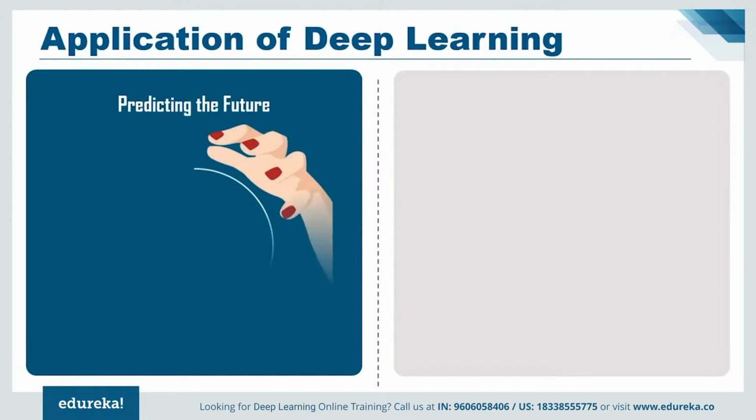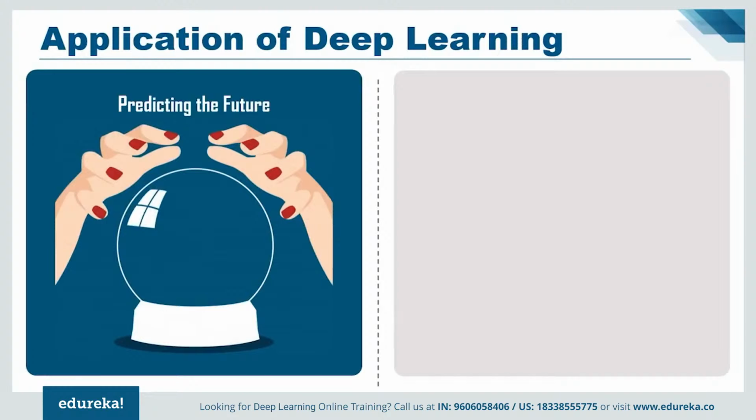Now, if we talk about predicting the future, deep learning can help us in predicting earthquakes and tsunamis beforehand so that preventive measures can be taken to save many lives from falling into the clutches of natural calamities. Another implementation of deep learning is chatbots.